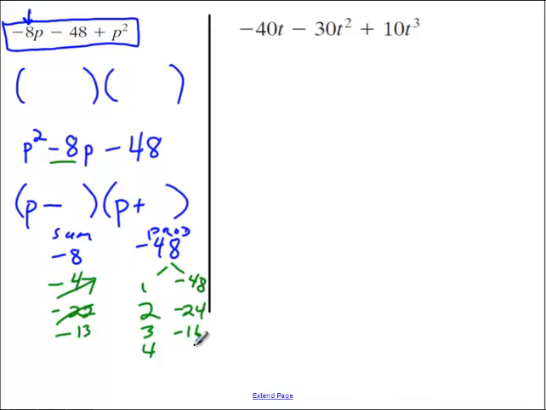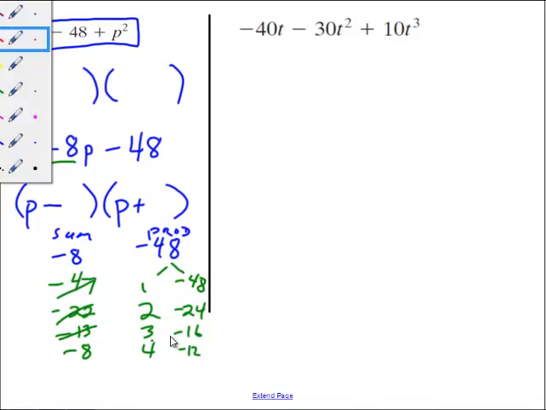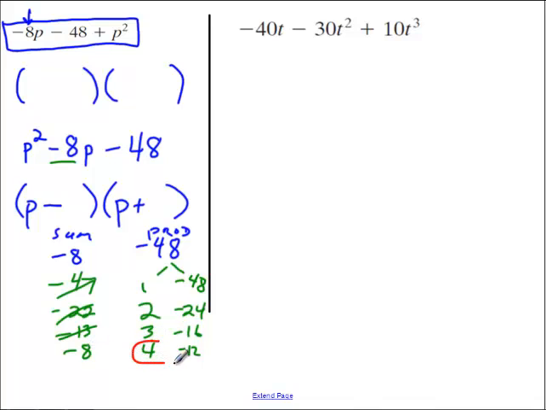4 and negative 12. 4 times negative 12 gives us negative 48. Add these up. Sorry, negative 13 doesn't work either. 4 and negative 12 adds up to negative 8. And sure enough, I'll write that in red, there are our magic numbers. So the 4 is positive. We put that one right there. Negative 12 goes right there. And there's our factorization. That's what we assume our factorization is.